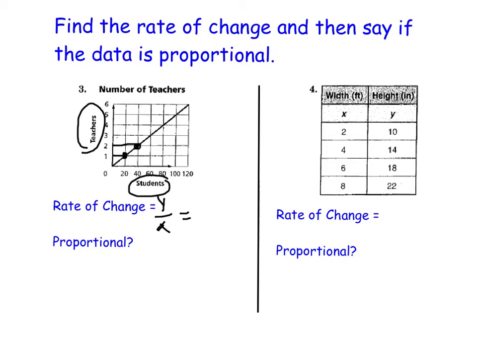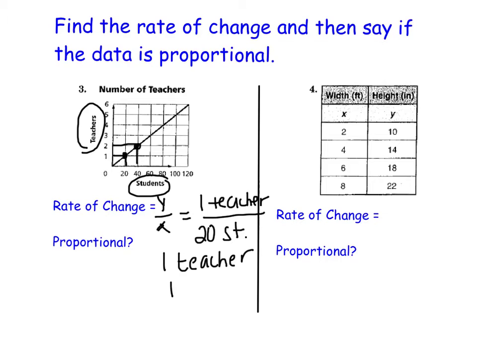I notice that the number of teachers has gone up from 1 to 2, and so that would be an increase of 1 teacher. And our x value for those same points has gone up from 20 to 40, so that would be an increase of 20 students. We'll just put ST. So that means that the rate of change is 1 teacher per 20 students.